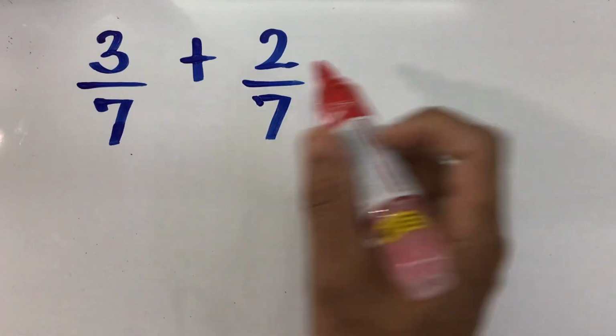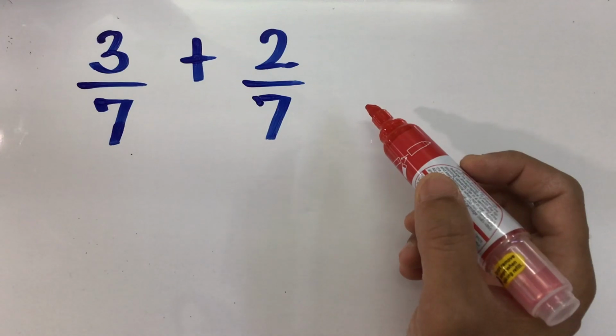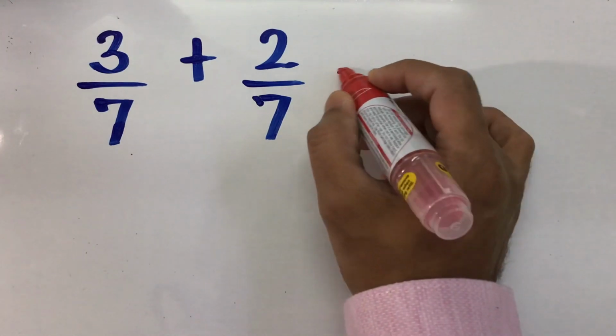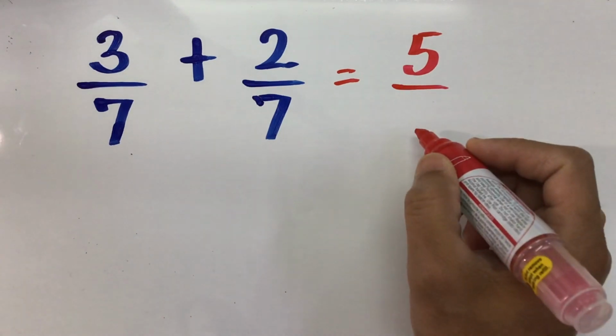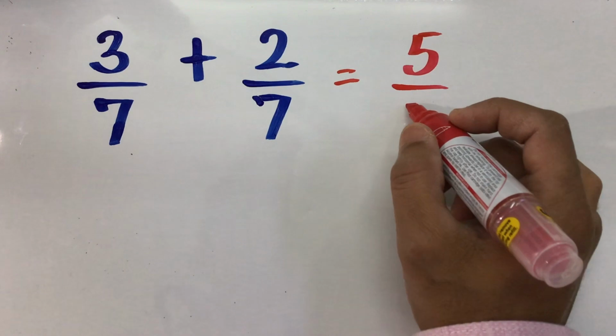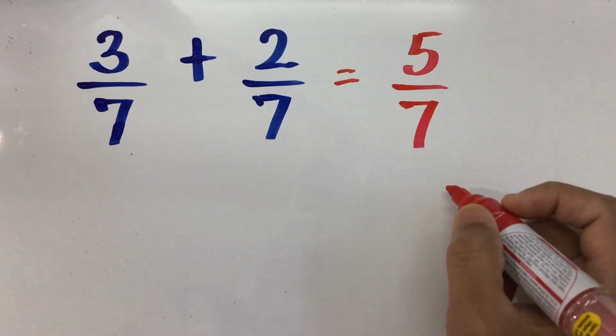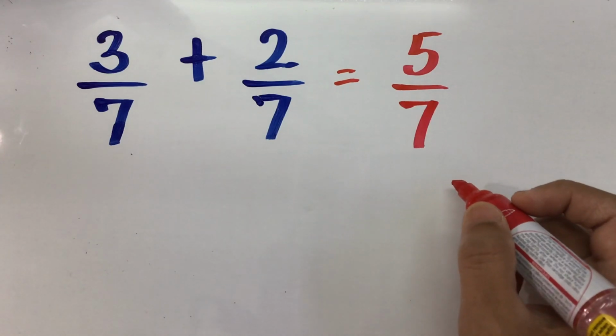We only need to add the numerators, in this case 3 to be added with 2 to give us 5 in the numerator, and we keep the denominator the same as the denominator in the two fractions to be added, in this case 7, and that's your answer. 3 over 7 added with 2 over 7 gives you 5 over 7.